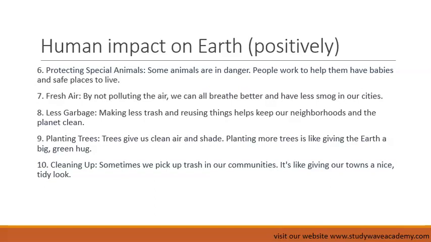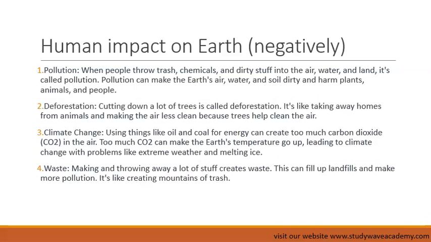Human impact on earth negatively. We have talked about the positive, so we are going to be looking at the negative. Pollution. When people throw chemicals and dirty stuff into the air, water and land, it's called pollution. So in as much as humans keep the earth clean, they also pollute it by throwing trash, chemicals, and dirty stuff in the air. Pollution can make the earth's air, water and soil dirty and harm plants, animals and even people.